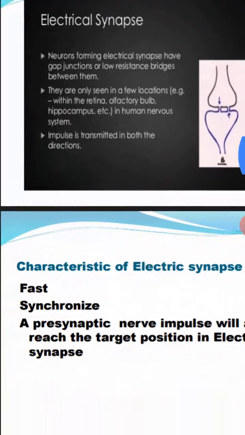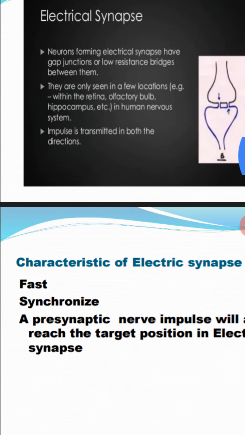Now what are the characteristics of an electrical synapse? As I have explained, chemical synapses are slow. Why are they slow? Because they follow a long procedure, as I have explained, when they release their chemicals. These neurotransmitters should be received by the receptors, and then further they flow. But in an electrical synapse, the cells are in direct contact through a gap junction, so they are fast. The second thing is they are synchronized, means they are organized in a proper way. A presynaptic nerve impulse will always reach the target in an electrical synapse.